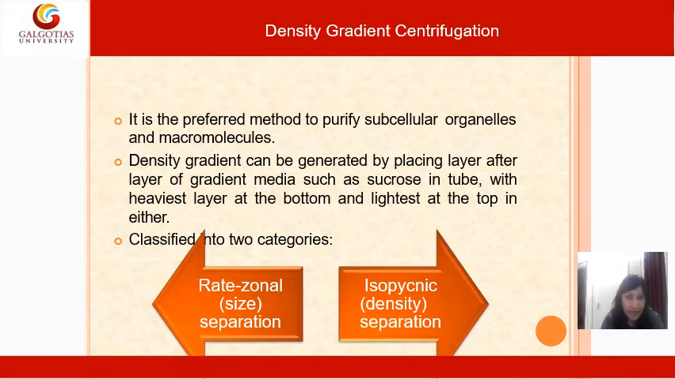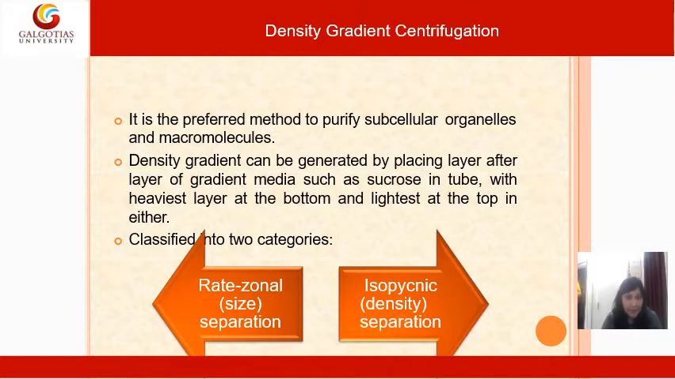Gradients are usually kept in a cold room for temperature equilibration and are moved extremely slowly in special holders so as to avoid mixing of different gradient layers. For rate separation of subcellular particles, the required fraction does not reach its isopycnic position within the gradient. I will explain this isopycnic and rate zonal term further.